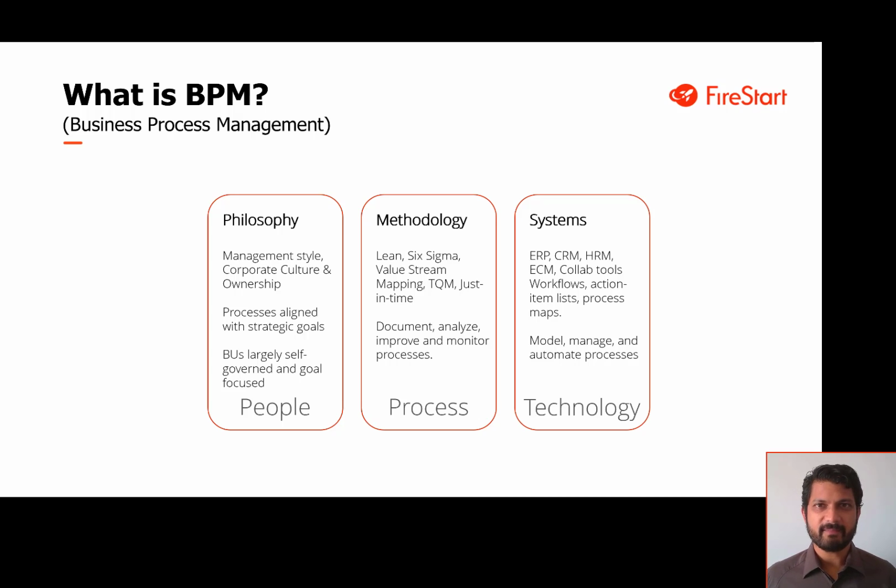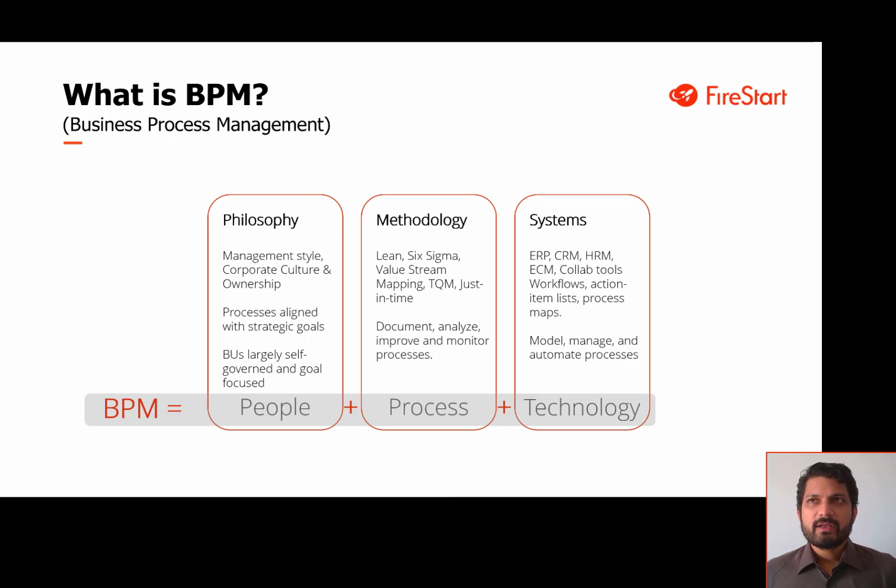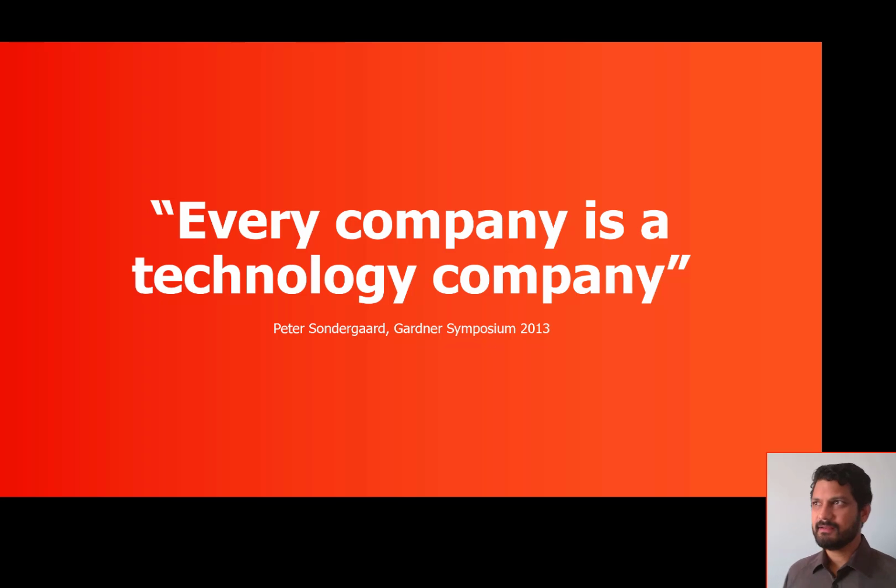BPM, business process management, simply put, is all about aligning all three, making sure that they're working together towards a common goal. What we are going to talk about today here is specifically the technology element, because it's the technology that underlies how your BPM operates. It's what enables your people to use your processes efficiently. But technology also has its own pitfalls.